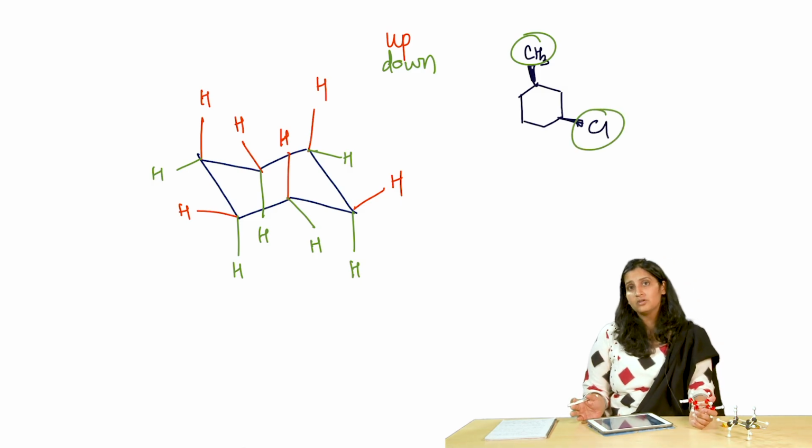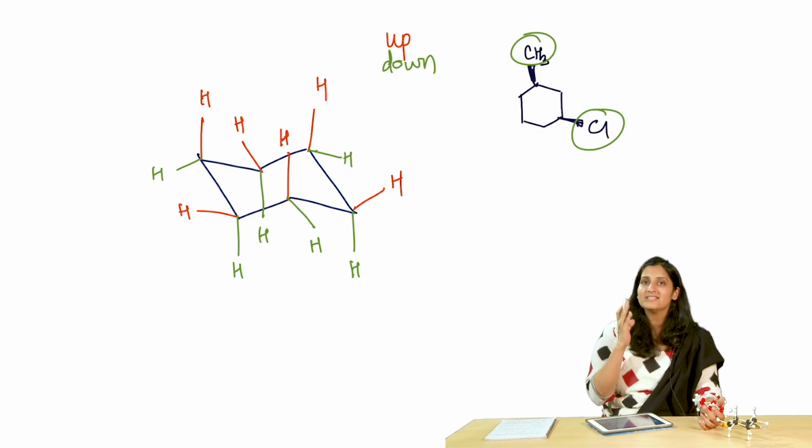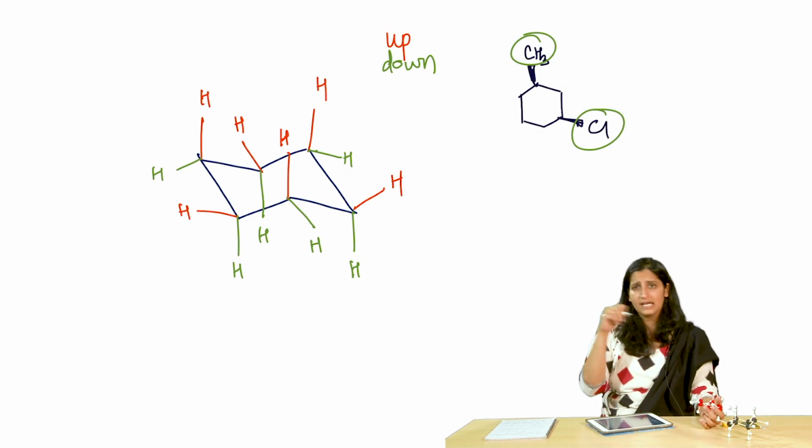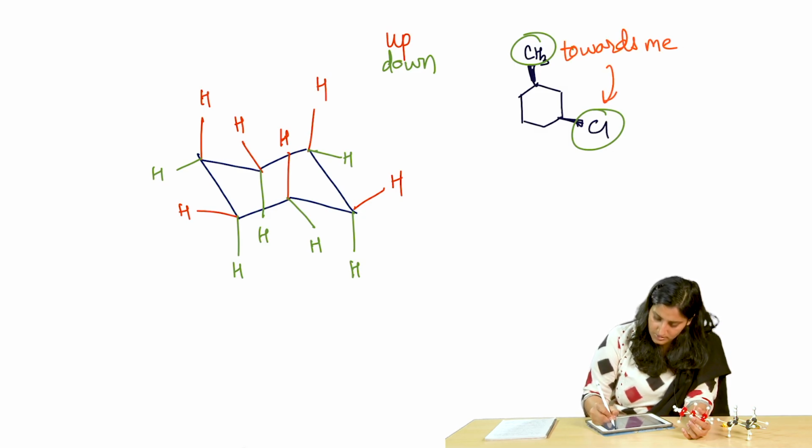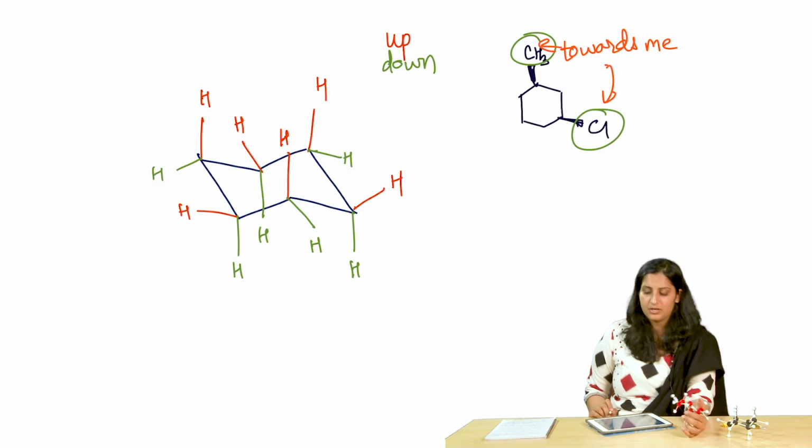How do I know they are both coming towards you? That is with the help of another notation. Whenever there is a wedge, that means a dark line that is attached to the group, that means the group is coming towards you, right. So, this is coming towards me, and this as well, right. Both of these groups are coming towards me.